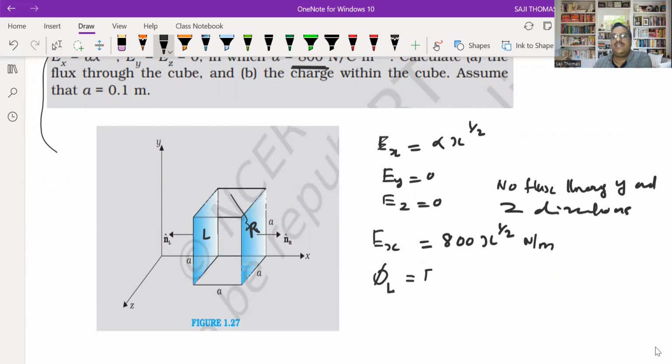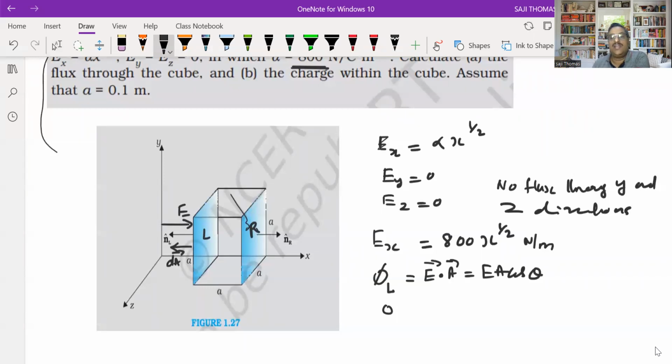What is the equation? E dot A, that is E A cos theta. Now look at the left face. Electric field is towards the right, along the positive x direction. But the outward normal to the left face is the direction of area, shown there as NL. So the area direction is outward, opposite to the electric field. So what will be theta here?